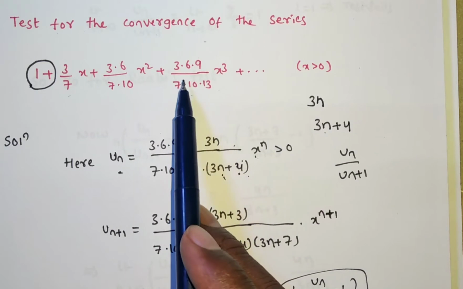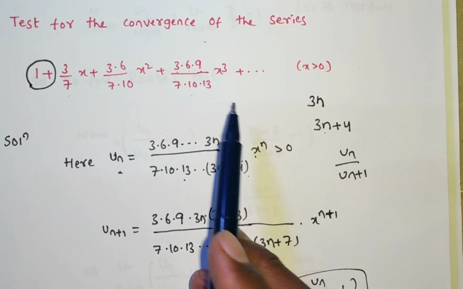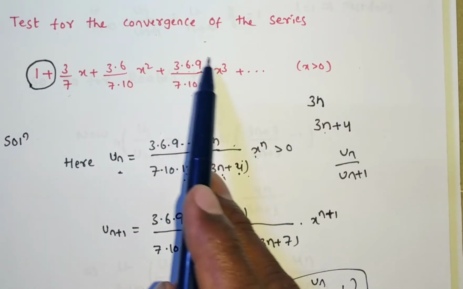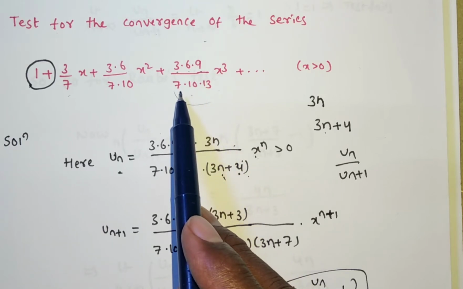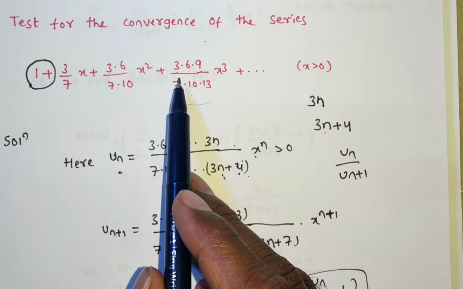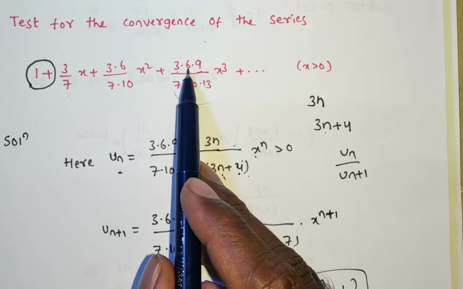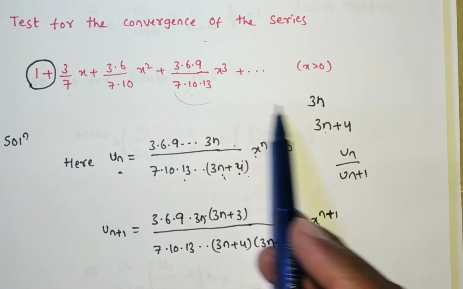Then you can write the nth term freely. Now from the last term, this is 3 into 6 into 9. We have to write the nth term. The third term contains the product of 3 terms. What about the nth term? It contains the product of n terms. This is a repeated series form. So now we want to write the nth term. For that, what is given? 3, 6, 9. What is the common difference here? In each term 3. So write 3n.